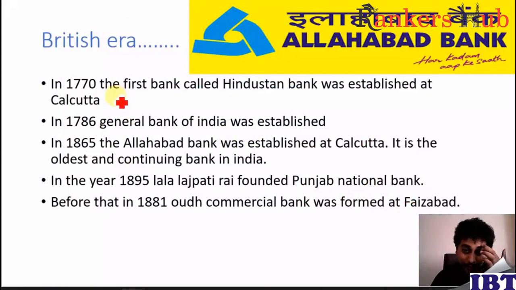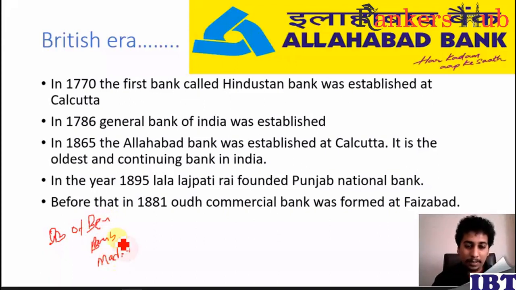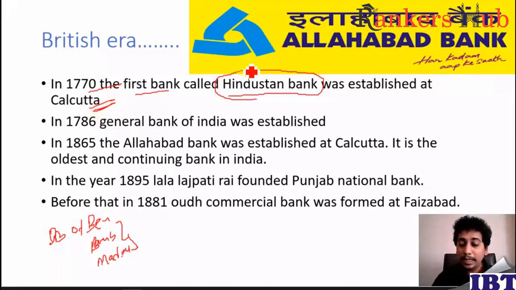Then in the British era, there are three presidency banks that are started in our country, known as the Presidency Bank of Bengal, Presidency Bank of Bombay, and Presidency Bank of Madras. These three are the prevalent banks in our country. And at the same time, try to understand, in the year 1770, the first bank called Hindustan Bank was established at Calcutta. Clear? In India, the first bank that is established is known as what? Hindustan Bank. Where? In Calcutta. In 1786, General Bank of India was established.